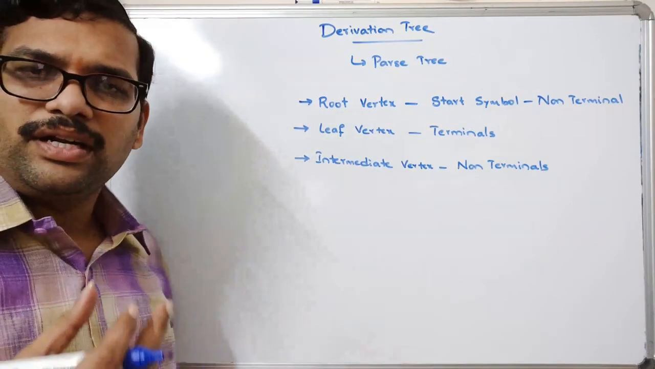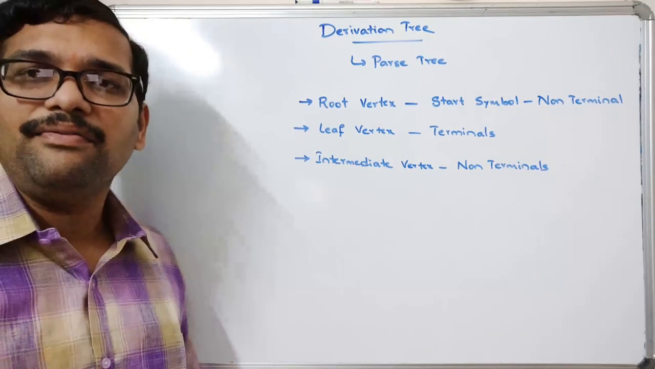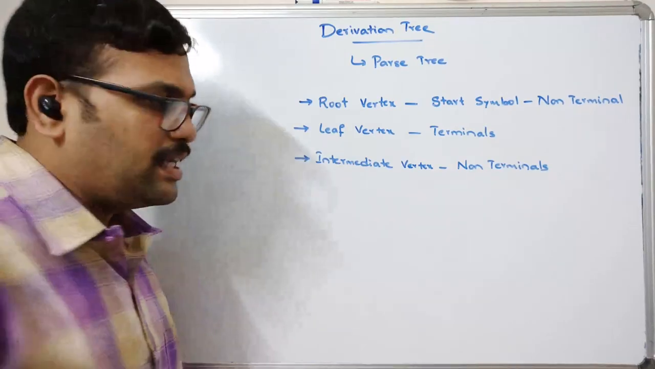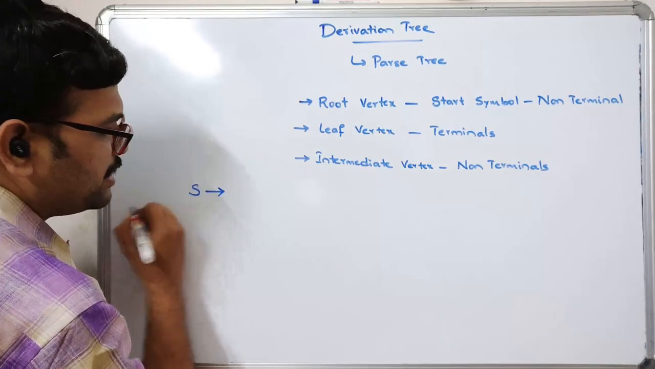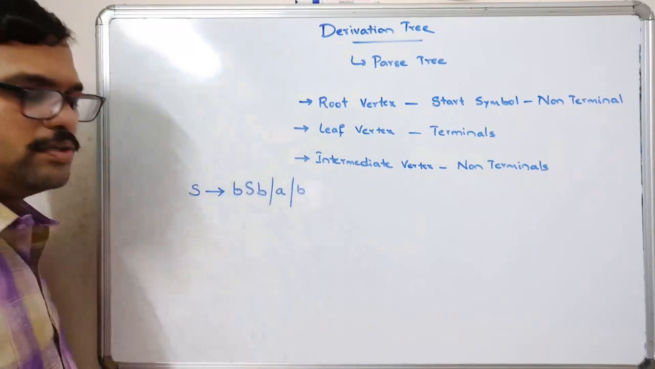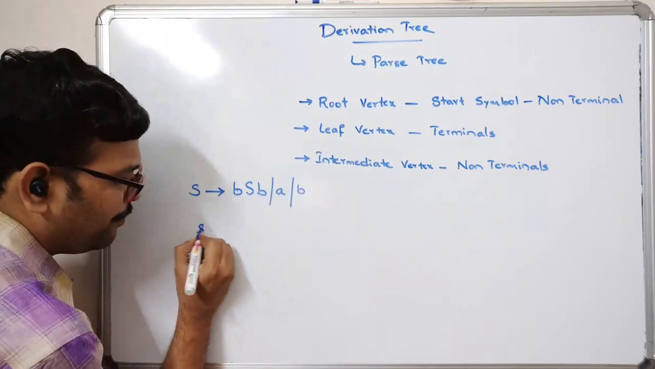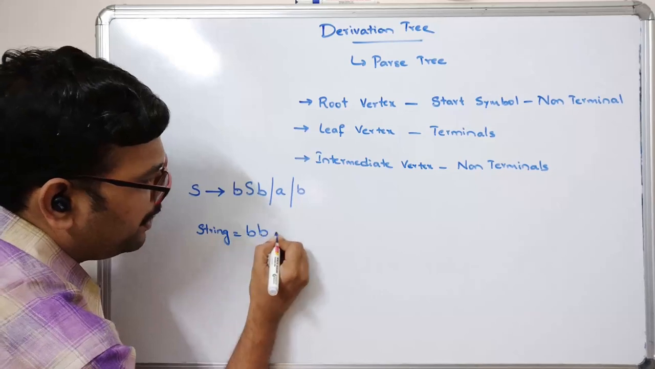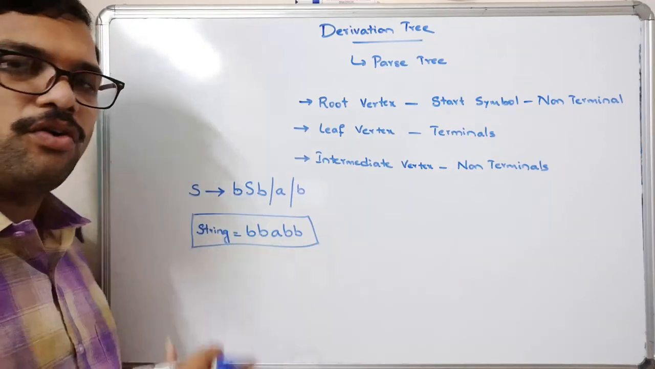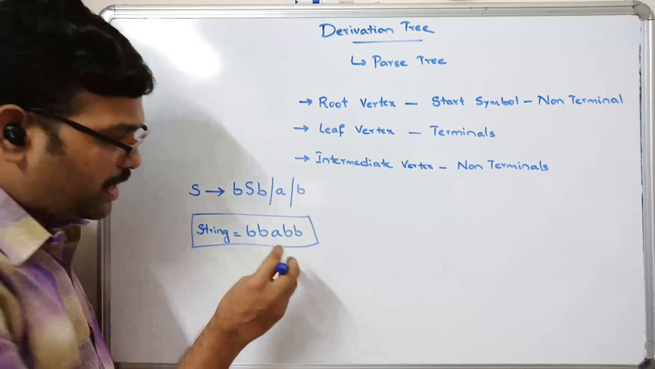So if you consider any context-free grammar, any string accepted by this context-free grammar can be derived by using some derivation, and that can be graphically represented by using this derivation tree. For example, let us take some context-free grammar: S tends to bSb or a or b. And we need to construct the derivation tree for the string bbabb. Constructing it means this string is accepted by this particular context-free grammar, so we need to derive the string from these production rules.